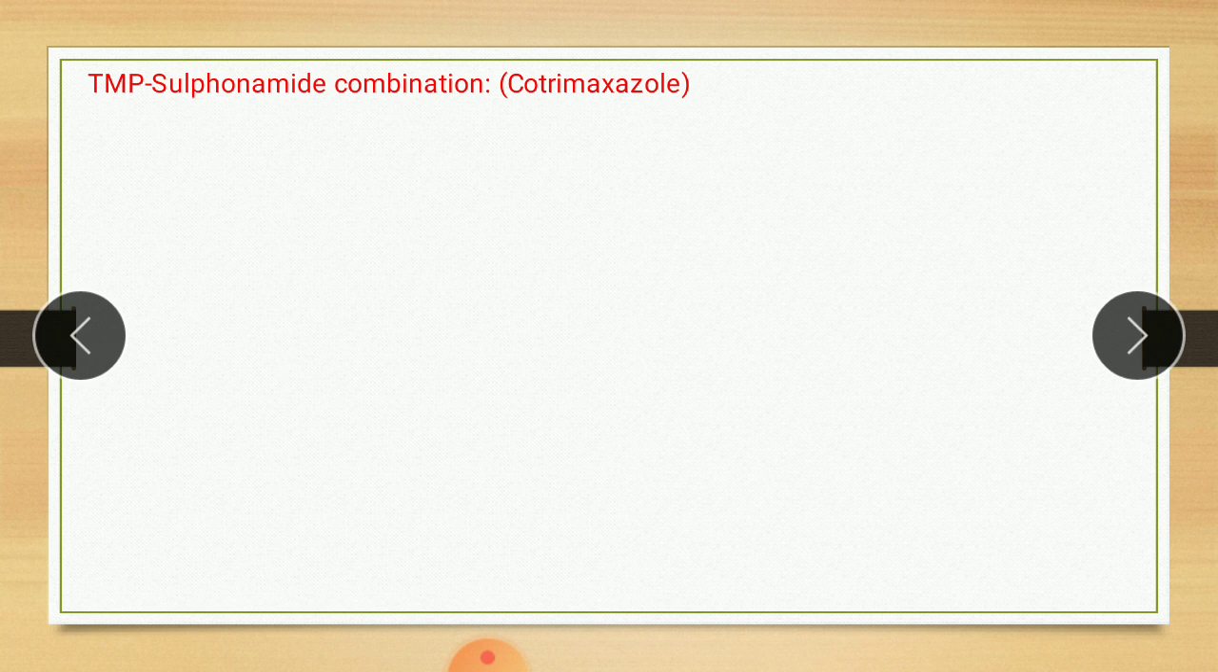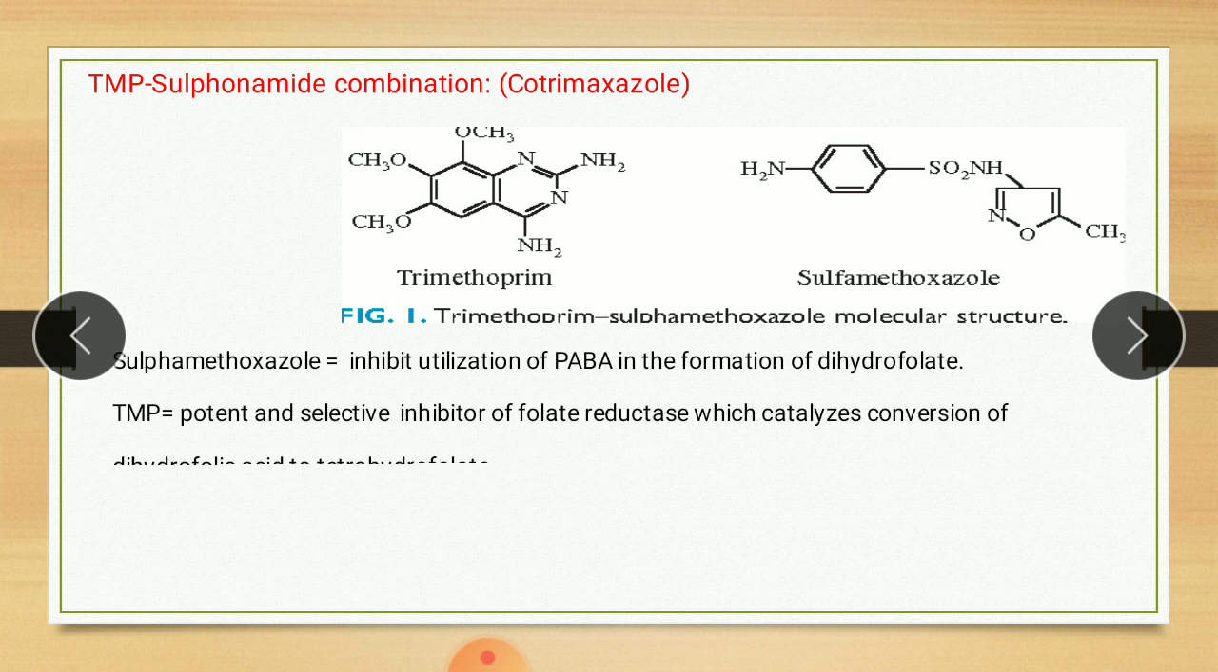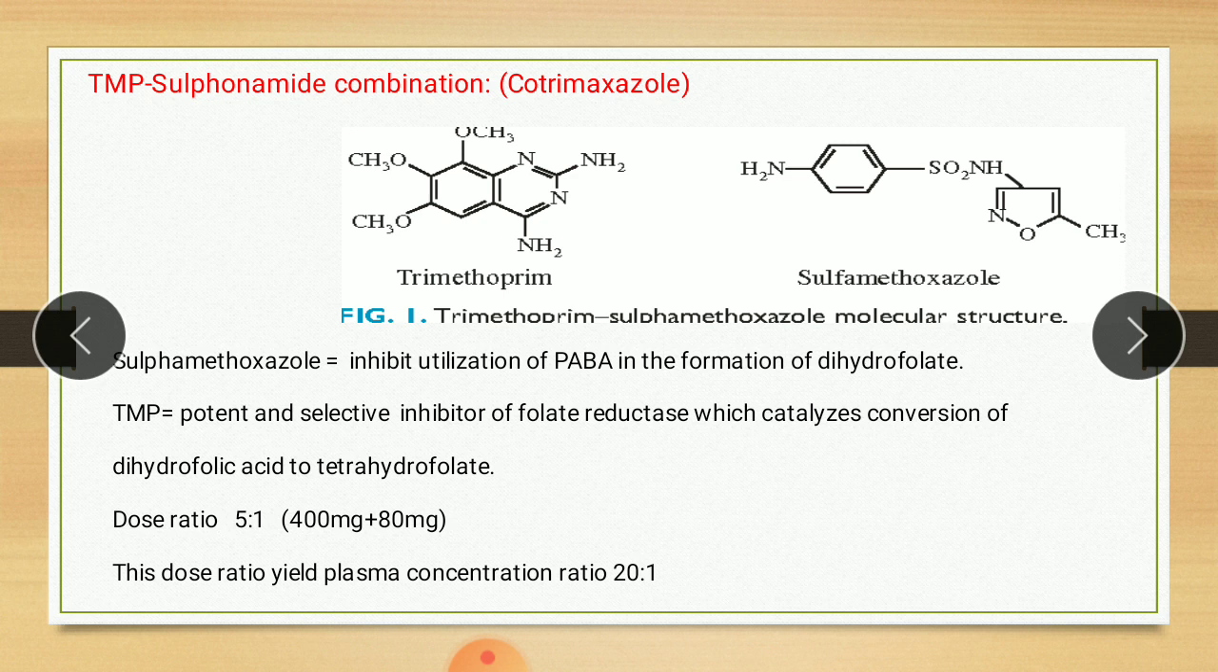So actually it is a combination of two drugs, trimethoprim, in short TMP, and sulfamethoxazole, which is of the sulfonamide category. So this is the structure of TMP and sulfamethoxazole. The synergistic effect achieved by the combination of sulfamethoxazole and trimethoprim is recognized as a major advance in the field of chemotherapy.